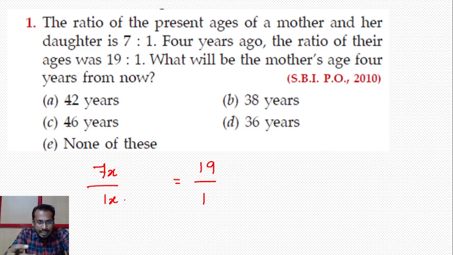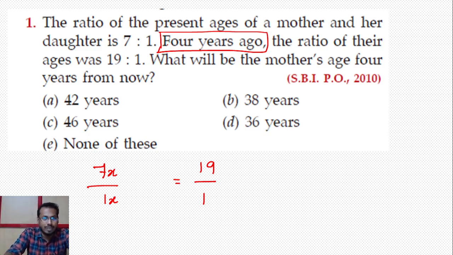Now it was 7/1, and it was converted into 19/1. Why? Because of 4 years ago. 4 years ago means if you go back, you need to subtract. Or if it is 4 years hence, you need to add. Here they go back 4 years, so I'm going to subtract 4 from this. Because of this 4 years before, it was converted into 19/1.